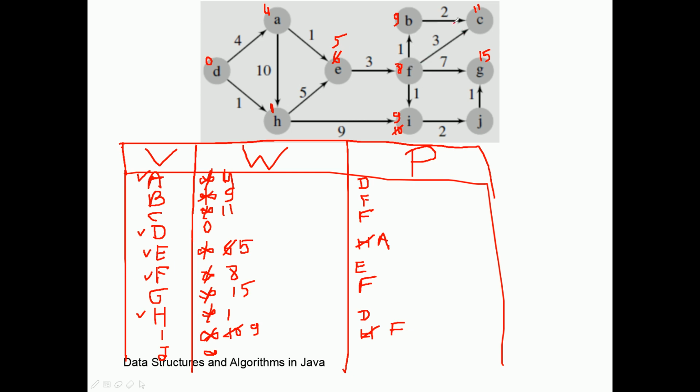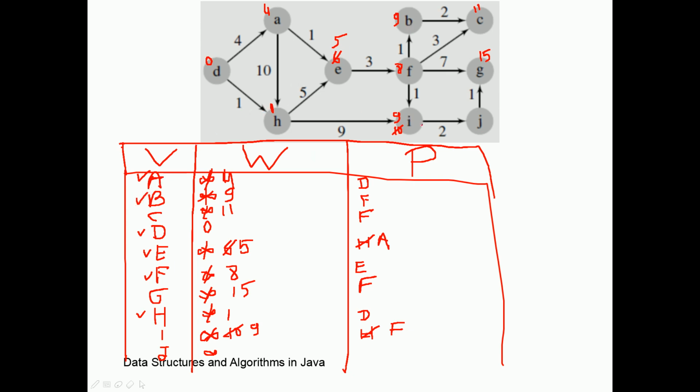According to the algorithm, we only change when we find a shorter one, less than in the weight. We haven't seen less than, so we just keep going. That's why I'm not going to change this. The predecessor of C, as you can see, is still F. We have not changed it. So B now is done, and we're not going to check it again.